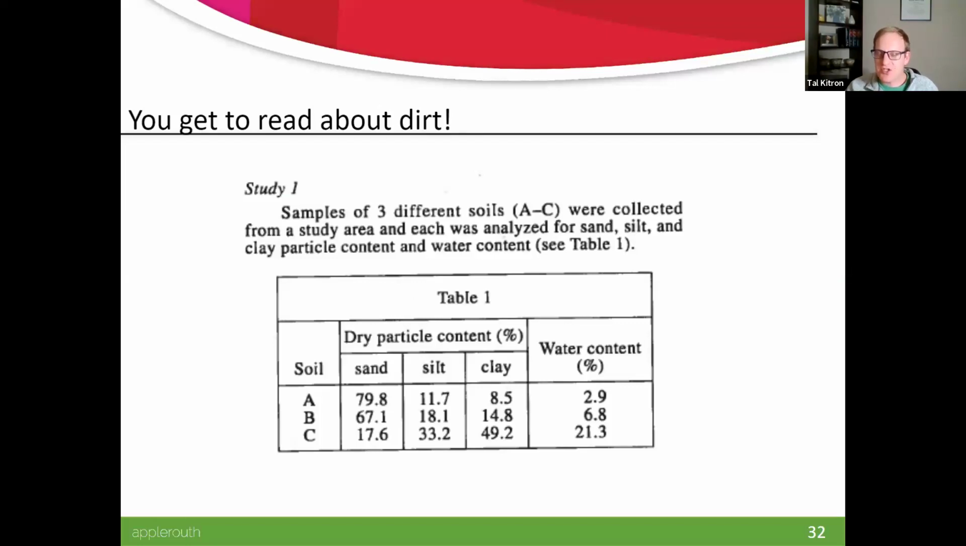Again, 5 of the 6 passages are normal, so you'll see stuff like this. You'll get a couple studies, you'll see tables, and then questions about them. I don't know anything about sand, silt, and clay and particle content. Literally nothing. But I have these things in the table. I can say, oh, it looks like as water content rises, or clay, like all these things, sand's the only one that looks like it's an inverse relationship. And they'll ask you something like, as water content percent increases, what happens to the particle content of sand? And then we'd know.